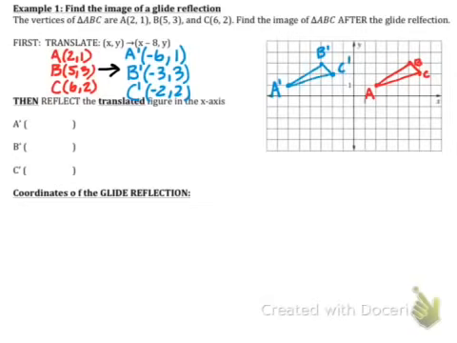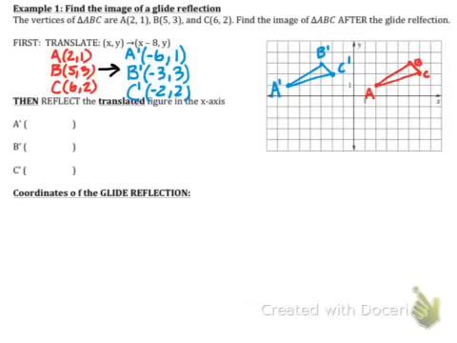Okay, notice how nothing has changed. The size, the shape, the orientation, everything about it is all the same. We just glided the triangle from the first quadrant to the second. I'm sorry, the second quadrant to the first.